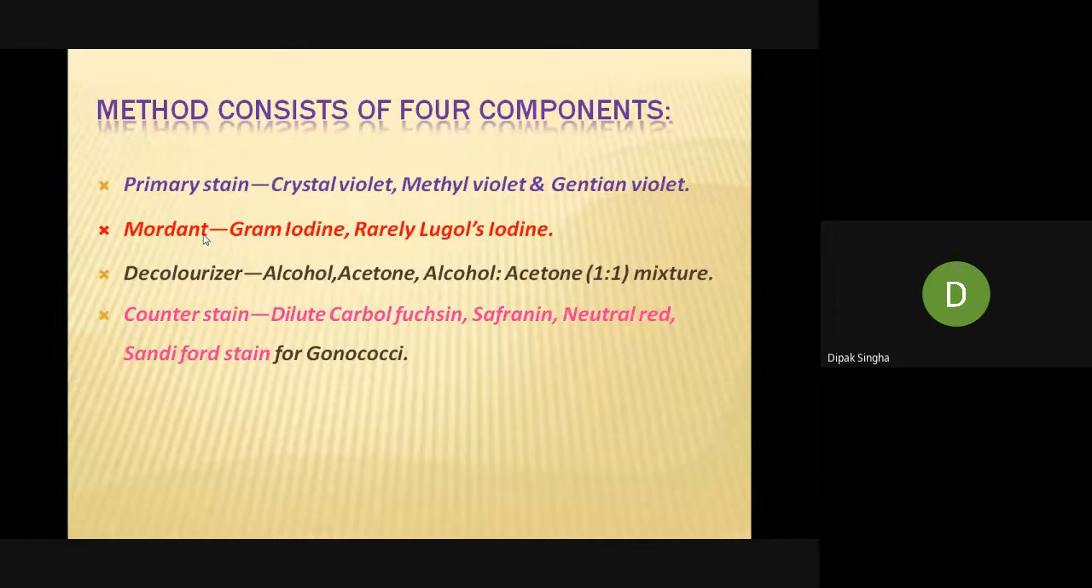You can write this down: the primary stain is crystal violet, methyl violet, or Jensen violet, and the mordant used is gram iodine. So very important terms are the Lugol solution or iodine. What is Lugol solution? Anybody can tell? Sir, solution of iodine and potassium iodide. Yes, how many percent? Otherwise how will it be Lugol?